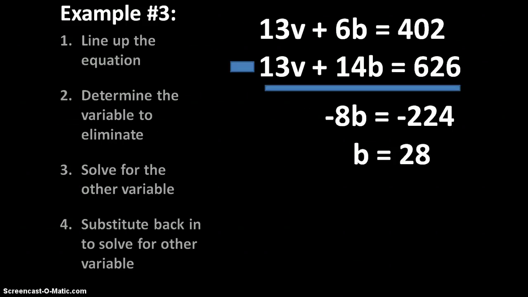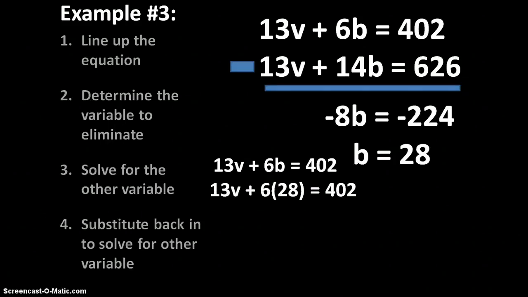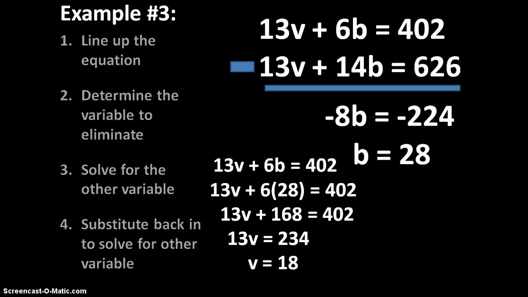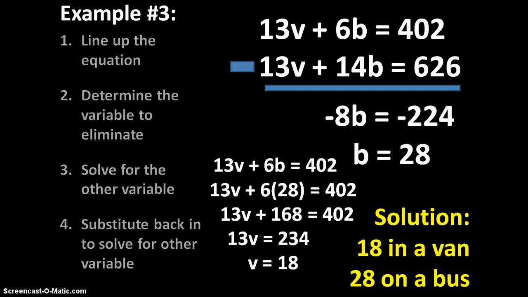Now it not only asks for how many were in each bus, but it asks for how many were in each van as well. So we're going to take the b and plug it into one of the equations. Again, it doesn't matter which one. I'm going to pick the first equation. So if I put 28 in for b, 6 times 28 gives us 168. Subtract 168 from both sides, and we get 13v equals 234. And then divide by 13 on both sides to get v equals 18. So this tells us that there are 18 students in a van and 28 students on a bus.